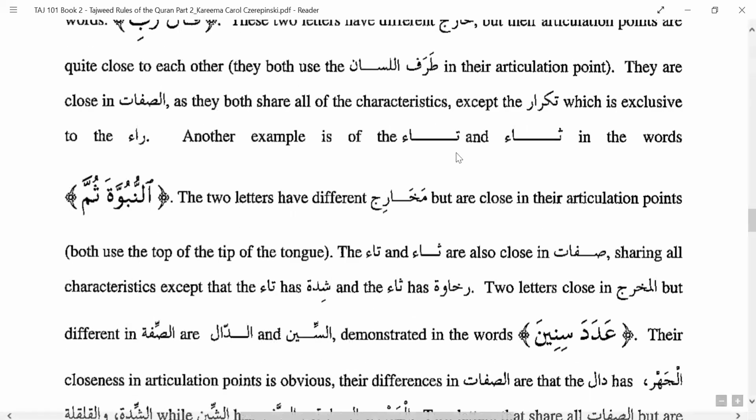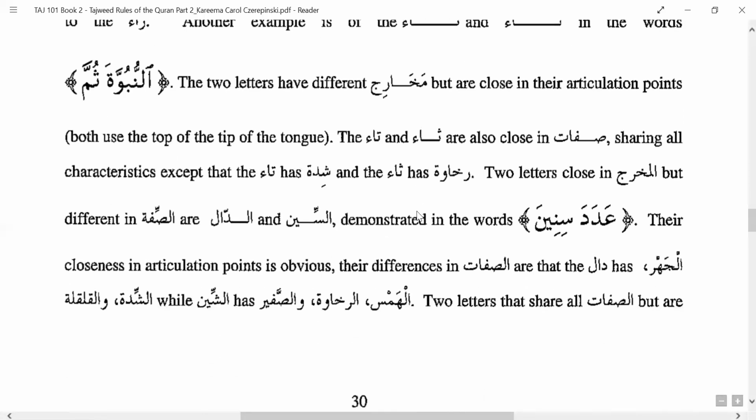Another, you can see ta and tha. Again, close makhraj, but the makhraj is different. How is it close? Both use the tip of the tongue. Sifat also is close. They have the same, except ta is strong, it has shidda, and tha is having rokhawa.